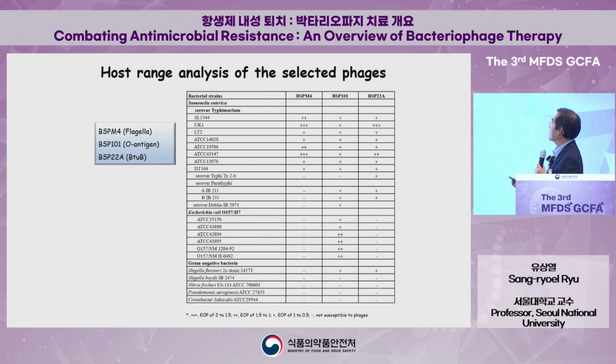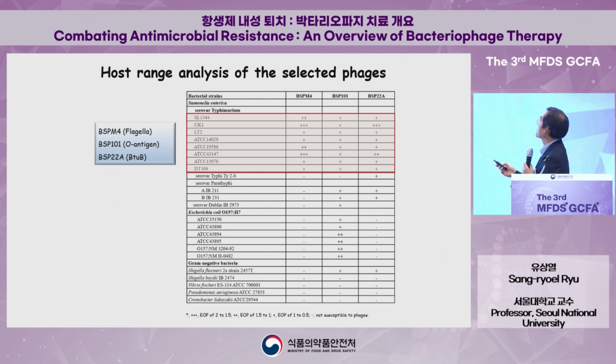And so we selected the 3 bacteriophages, and you can see the host range analysis that we did for the 3 phages. We tested for Salmonella, and you can see that all 3 were effective. And as for BSP-101 phage, it's quite unique because it works for Salmonella, but also E. coli and also the O157 pathogen.